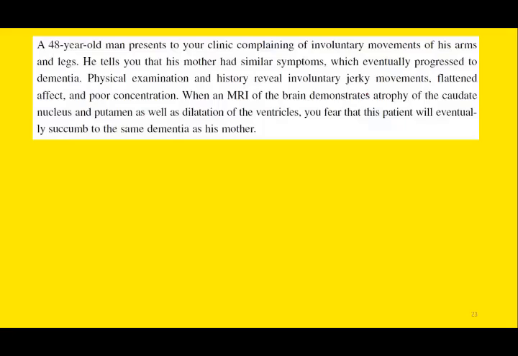So we have discussed the pathophysiology of Parkinson's disease. Now we will move on to another important clinical scenario. A 48-year-old man presents to you with involuntary movements of arms and legs. These are the clues: involuntary movements of limbs. Then there is dementia as well. Physical examination revealed involuntary jerky movements, poor concentration or poor attention span, and there is dilatation of the ventricles on MRI.